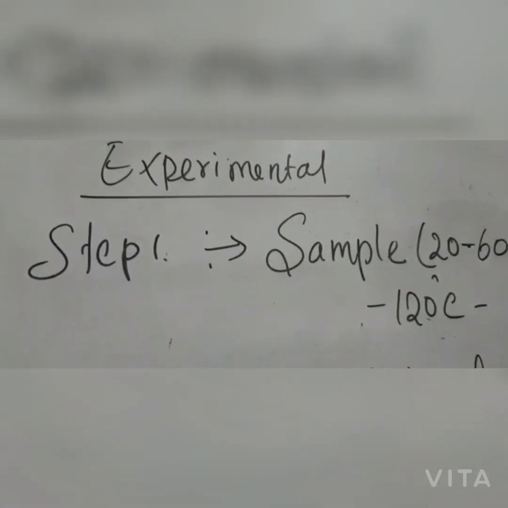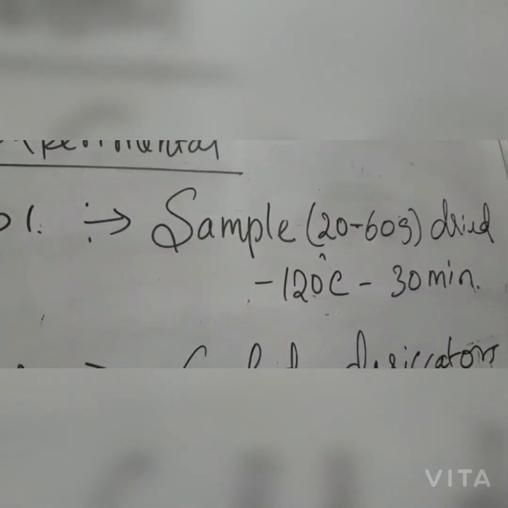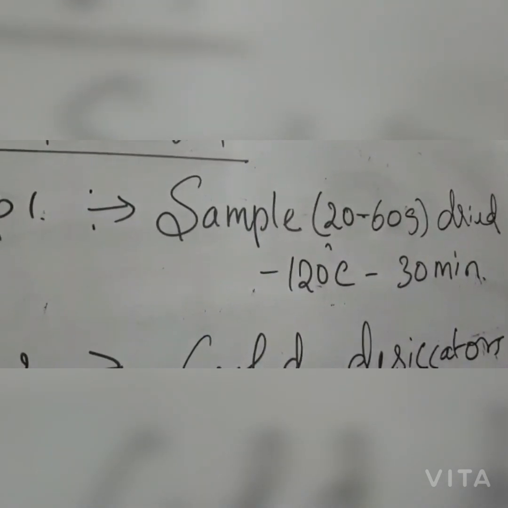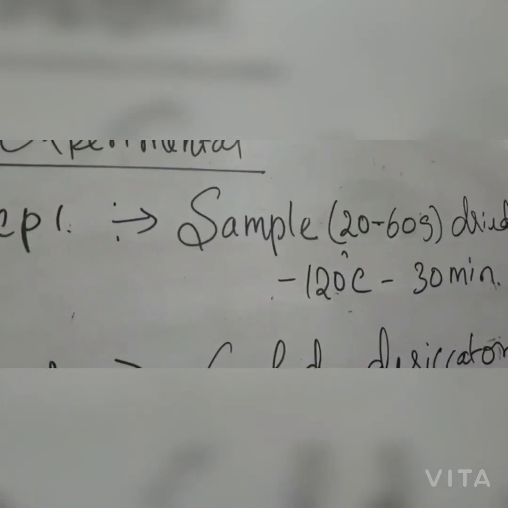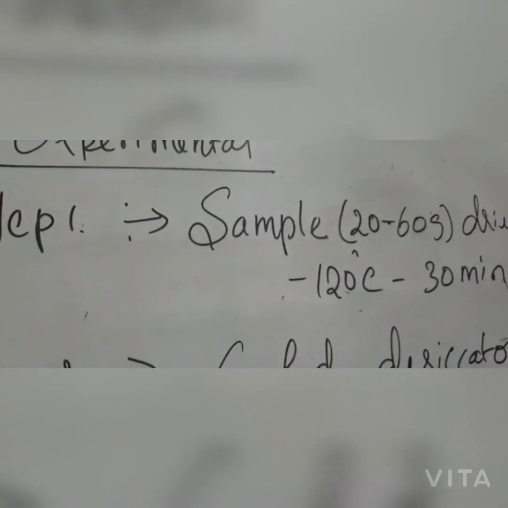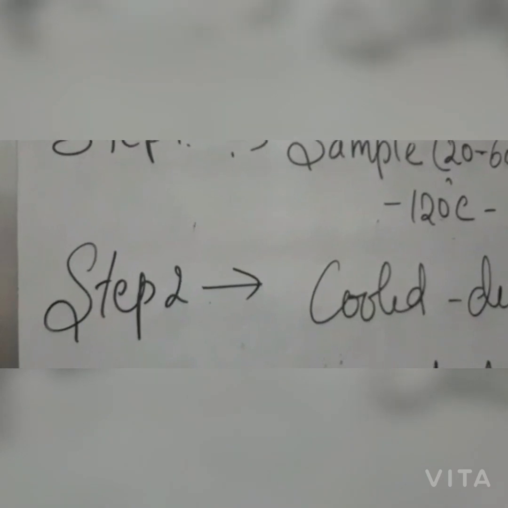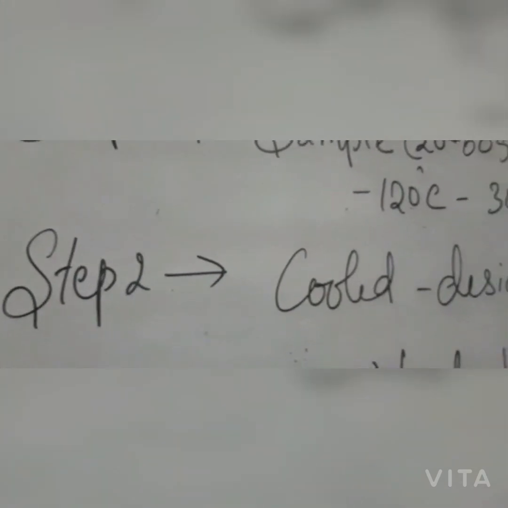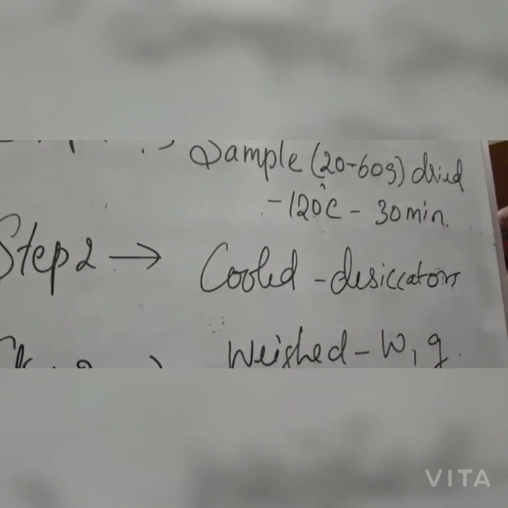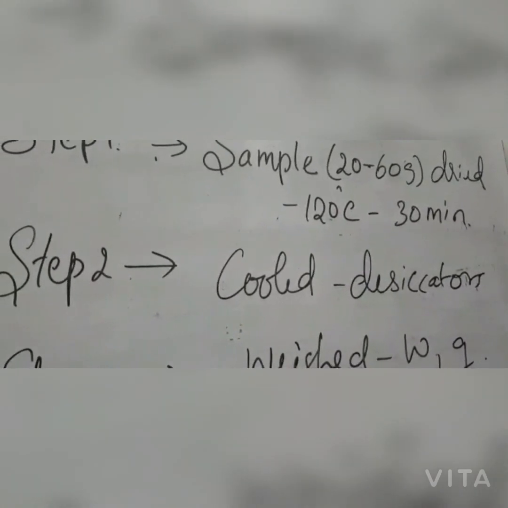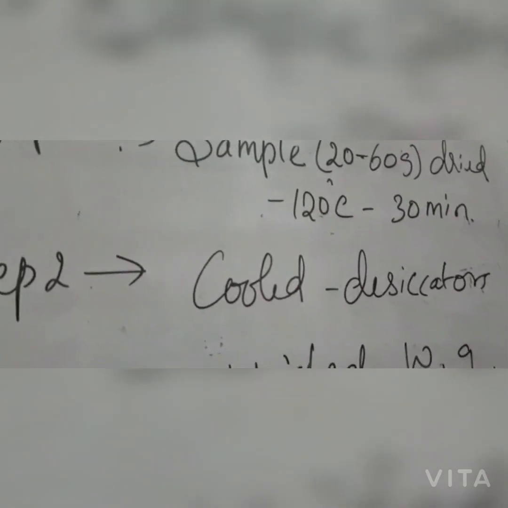Step 1 in the experimental portion: the sample, which weighs around 20 to 60 grams, is dried in an oven at 120 degrees Celsius for 30 minutes so that the moisture present in it will be removed. Next step, after 30 minutes of drying, it is removed from the oven and cooled in a desiccator. A desiccator is a glassy apparatus consisting of calcium carbonate. So this will prevent the further adsorption of moisture to the sample.